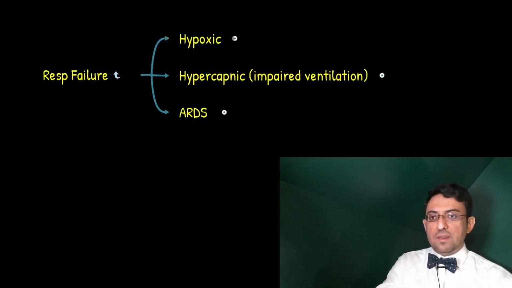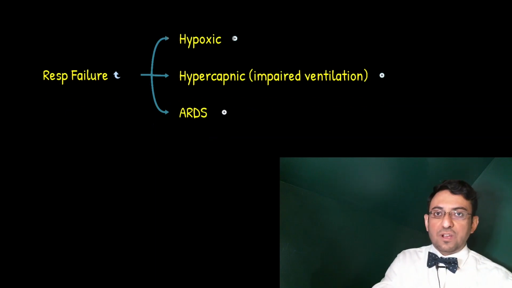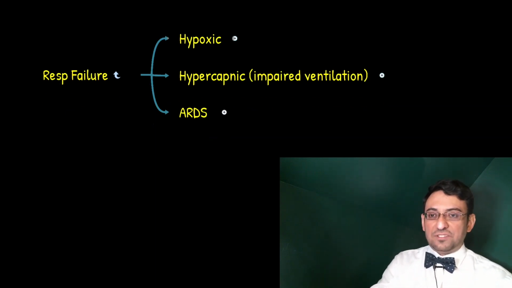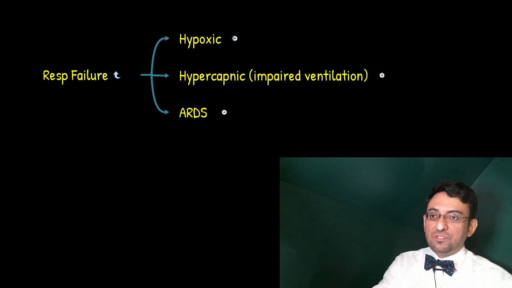Now, we have a next challenging question: how do we differentiate the two major types of respiratory failure? And the answer is not by presence or absence of hypoxia or hypoxemia, but by presence or absence of hypercapnia. Why is it so?